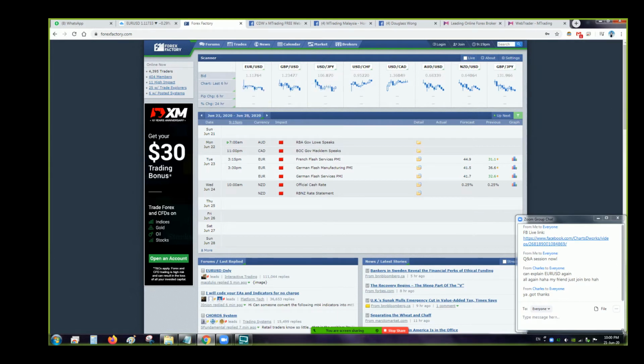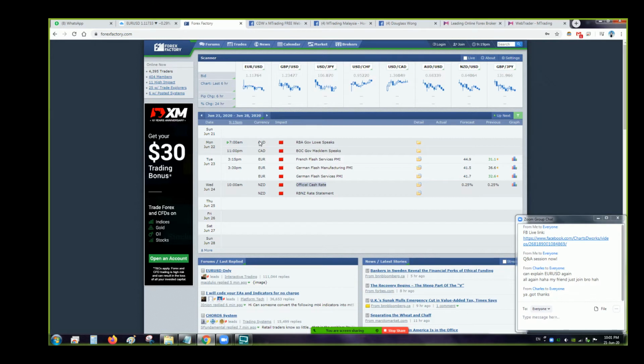If you were to look into next week, I think it's a slow week because we just have two important events. Monday we have the Reserve Bank of Australia conference, and then Bank of Canada. So Monday expect the Aussie and Canadian dollar to move. Tuesday, Euro data release, and Wednesday New Zealand, the Kiwi dollar, they're going to announce their bank rate.